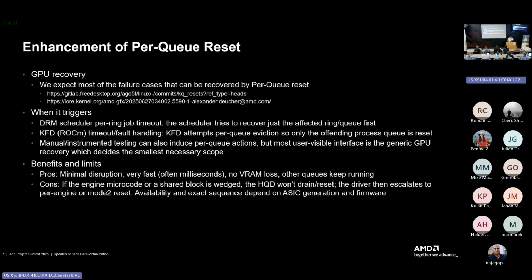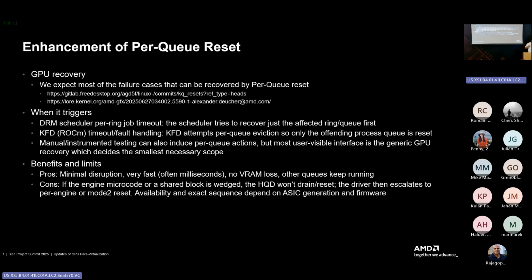And I need to highlight the enhancement of the per-queue reset here. These patches are from our GPU maintainer, Alex, who is working on improving the per-queue reset. We expect most of the failure cases can be recovered by the per-queue reset. While the reset triggers the software GPU scheduler, that's per-ring, the per-ring job timeout. The recovery affects the current ring or queue.